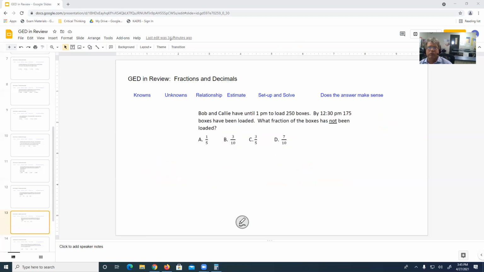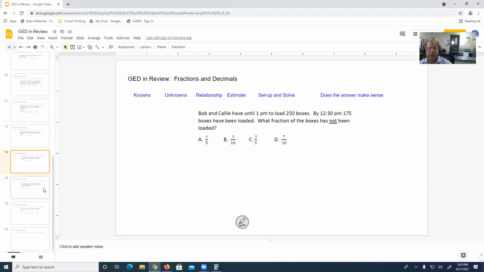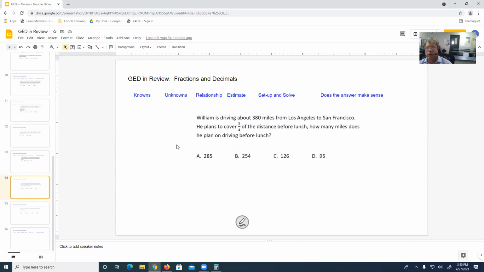Okay, let's see what else we have here. I think we're getting down to the last ones here. Not very many left. So let's see what we have here.